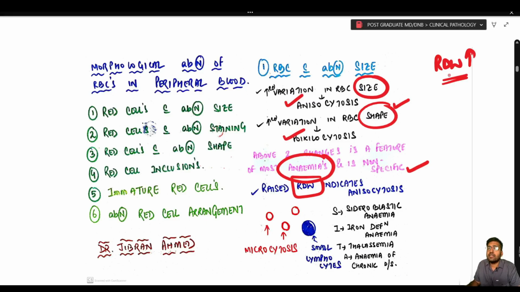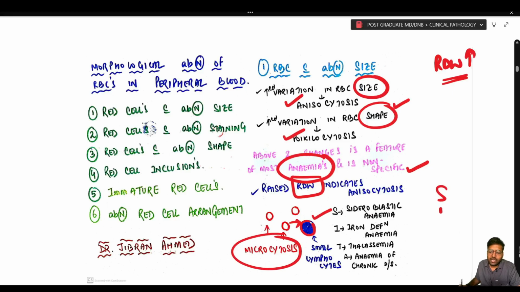Right now we are just concerned with the morphological examination of the RBCs in the peripheral blood smear. If you see over here, microcytosis means, if this is a small lymphocyte, and if you look at the nucleus of the small lymphocyte, the RBCs as compared to it are smaller in size. So what are the conditions where you see microcytosis?